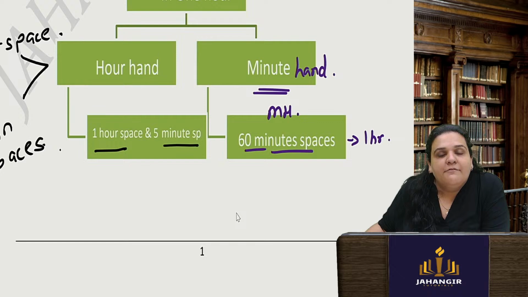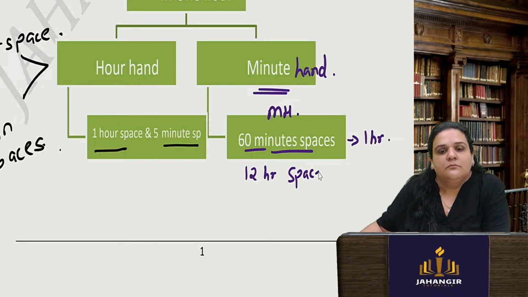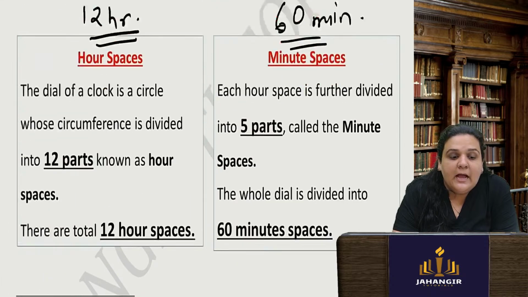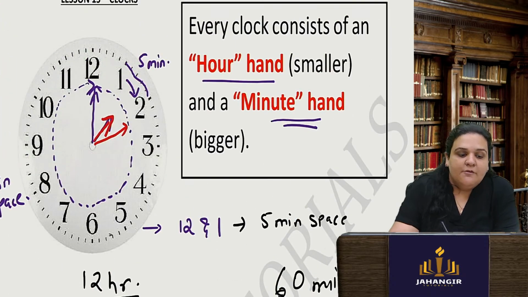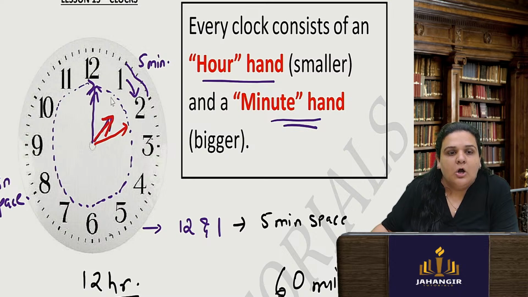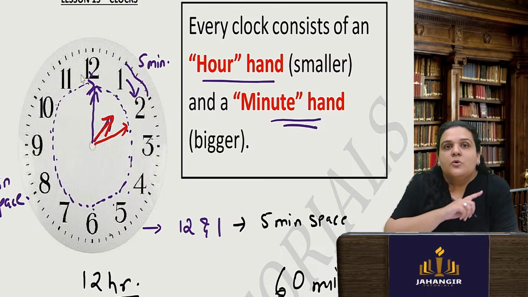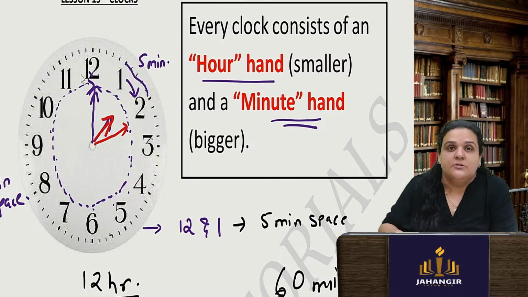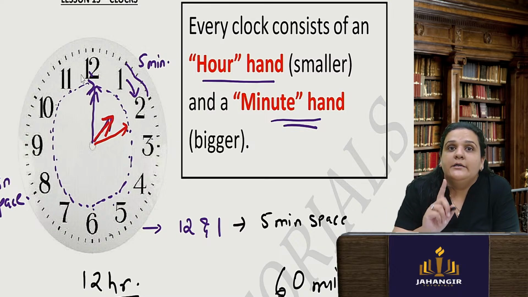And how many hour spaces is it going to move? 12 hour spaces. From 1, when it becomes 2 o'clock, this minute hand will go from 12 to 1, 1 to 2, 3, 4, 5, 6, 7, 8, 9, 10, 11, and then again come back to 12. So it is going to move 12 hour spaces.